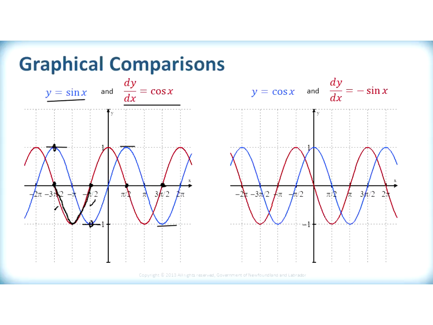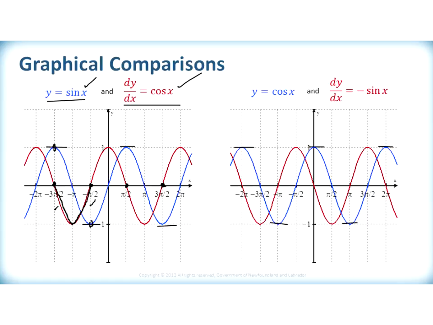So that's just a quick justification to show you how the slope of the sine curve is actually equal to the y-coordinates on the graph of the cosine curve. Similarly, that's a hard word to say, we can look over at the second graph here. And this time, the blue curve is cosine. So that's our original function y. And the red function that I've graphed here is negative sine.